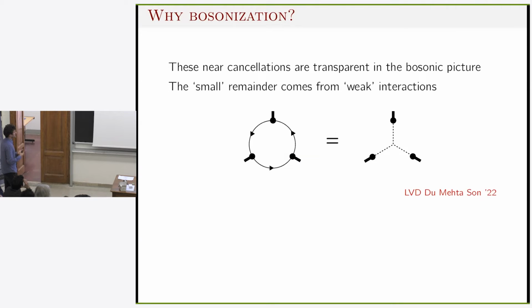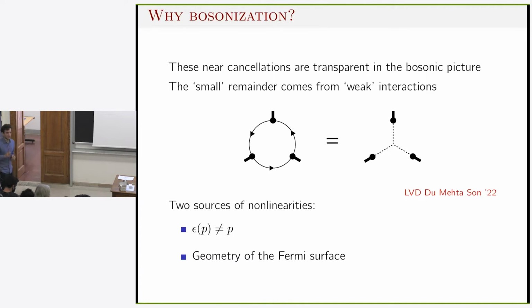So what our approach does is to capture these things in a much more transparent way. In the same way that in 1+1D, the cancellation of higher point functions came from the fact that the boson description was Gaussian, here, the small remainder you get post approximate cancellation of loops will come from weak, meaning irrelevant, interactions in the bosonic picture. And so there are, generally speaking, two sources of interaction. One will just come from if the dispersion relation of the fermions is not relativistic. I showed you a Dirac fermion in the beginning.